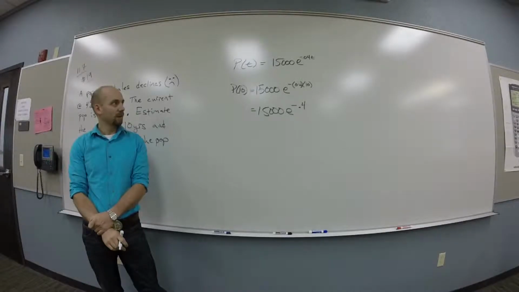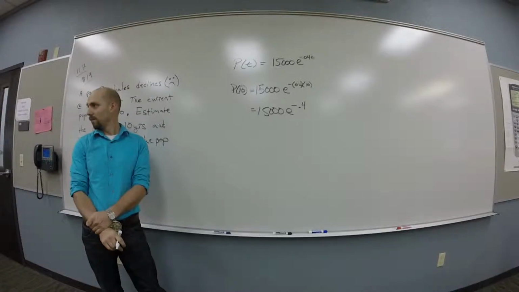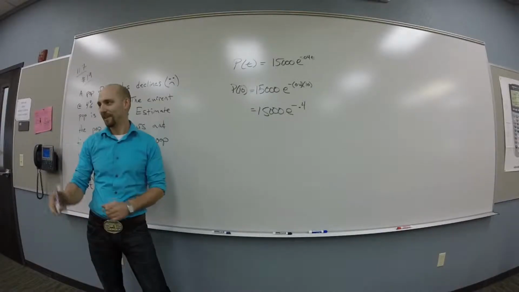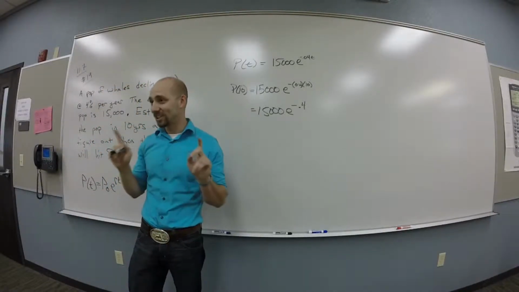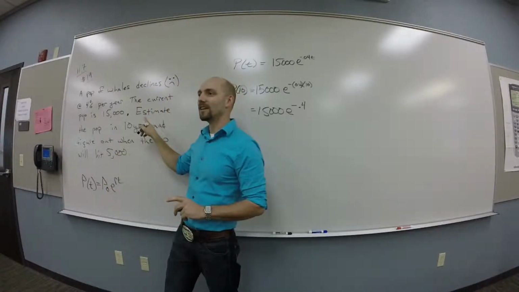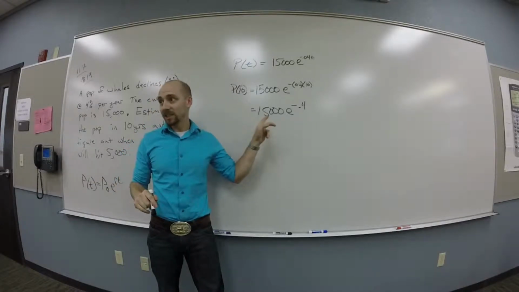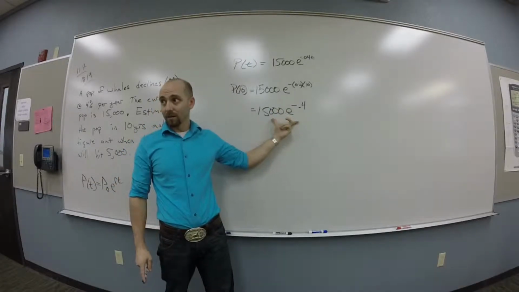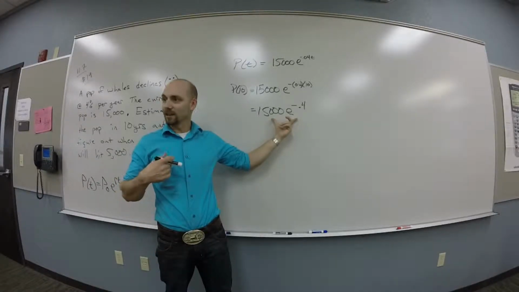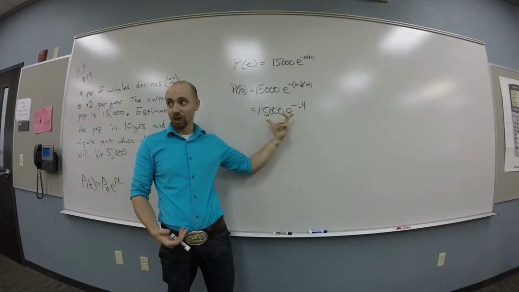Now we want to log it to get that 4 in front? No. Now take the 5,000? No. Get the E out of there? No. There's two questions here. One of them is estimate the population in 10 years. That's plug in 10. This thing's a number. Manipulating it is not going to help you because it's a number. So there's nothing to solve for here.